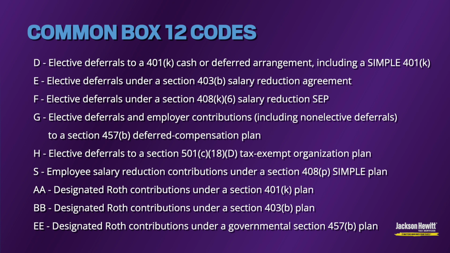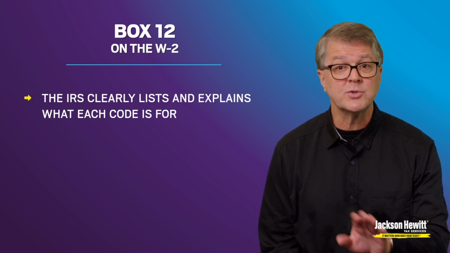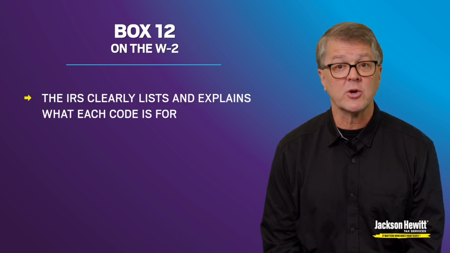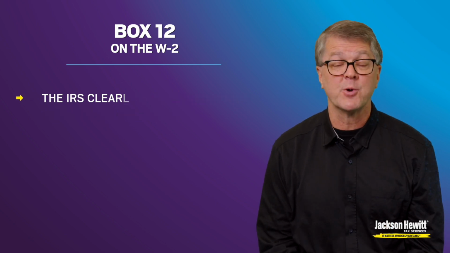EE represents Roth contributions and are designated Roth contributions under a governmental 457b plan. A tax-exempt organization's 457b can't have a designated Roth account. While there are nearly 3 dozen codes available, don't stress out. The IRS clearly lists and explains what each one is for you and your tax pro to work through.